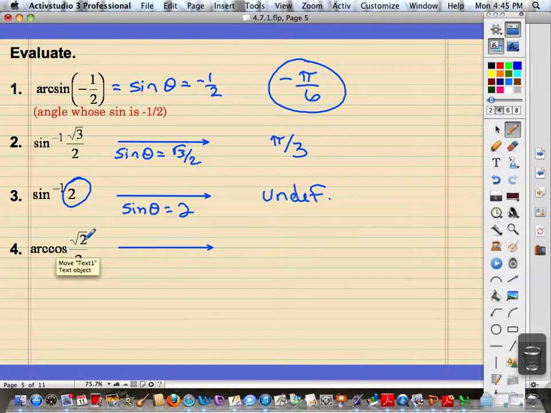And arc cosine of square root of 2 over 2 means the cosine of some angle would be square root of 2 over 2. So what angle would that be? Well, that would be pi over 4. Again, one of our special angles coming from that chart in that unit circle that we're supposed to know.